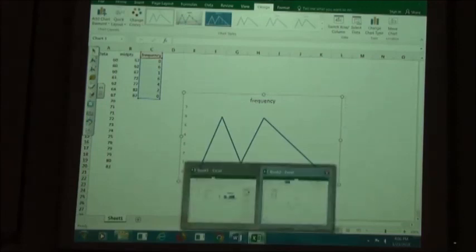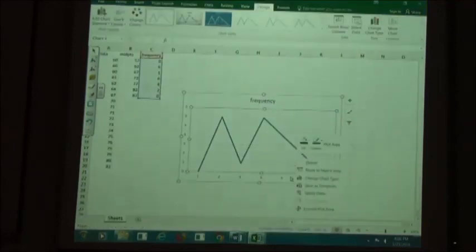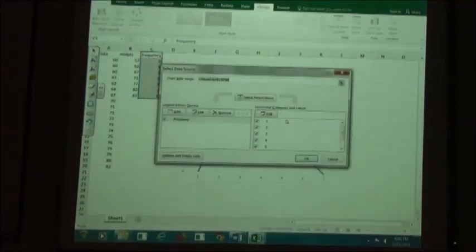All right, then it tells us we have to change some of our data things. So once we have the 2D line chart, we need to edit the chart. You're going to right click anywhere on the chart and choose Select Data. Select Data.